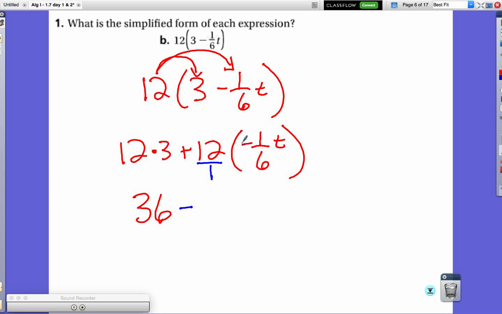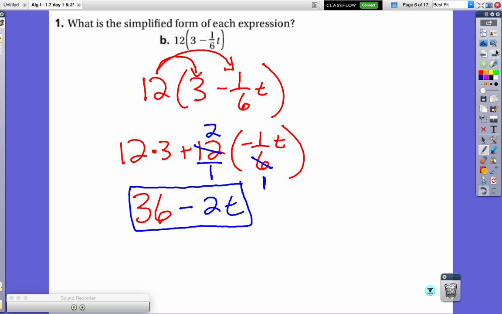And now you can cross cancel. So 6 and 12 cross out. So 6 goes into 6 one time. 6 goes into 12 twice. Now we eliminated our fractions because we have ones on the bottom. So we have a 2 times negative 1t, which is a negative 2t. We have our final answer.